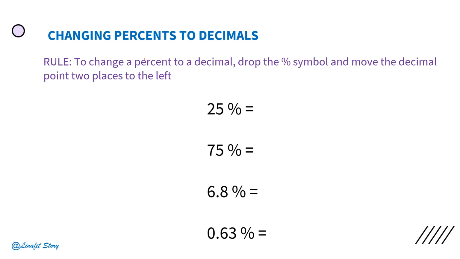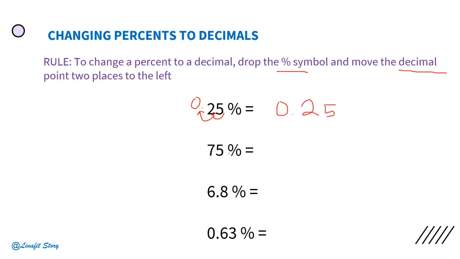Changing percents to decimals. Rule: to change the percent to a decimal, drop the percent symbol and move the decimal point 2 places to the left. If there is no decimal point, you must start from the ones. For example, 25%. Start from 5, 2 places to the left: 1, 2. So the answer equals 0.25.